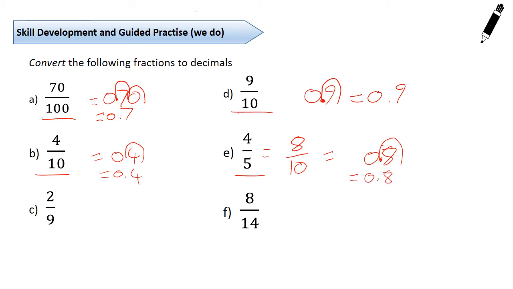Next two I want you to try on a calculator. So 2 divided by 9, 0.22. And if you actually do this on a calculator, you see that those 2's just run on forever. So sometimes you'll see people put a little dot over the last 2 to say that that is recurring. It just keeps going on and on and on. And the next one, 8 divided by 14, 0.57. And this at 2 decimal places is fine.